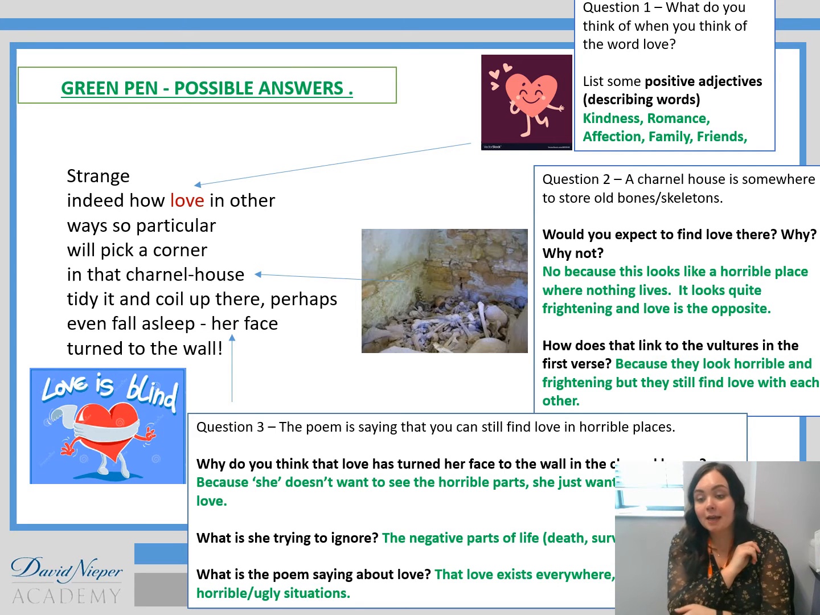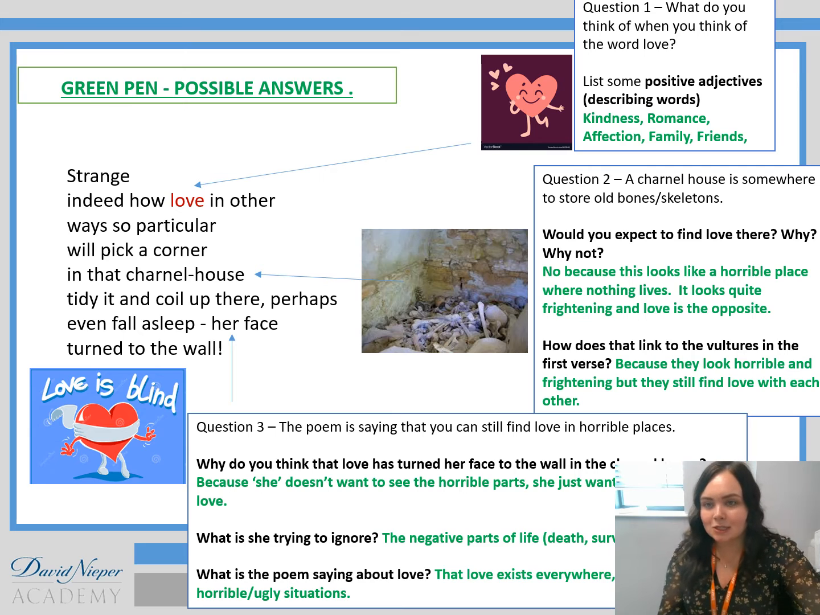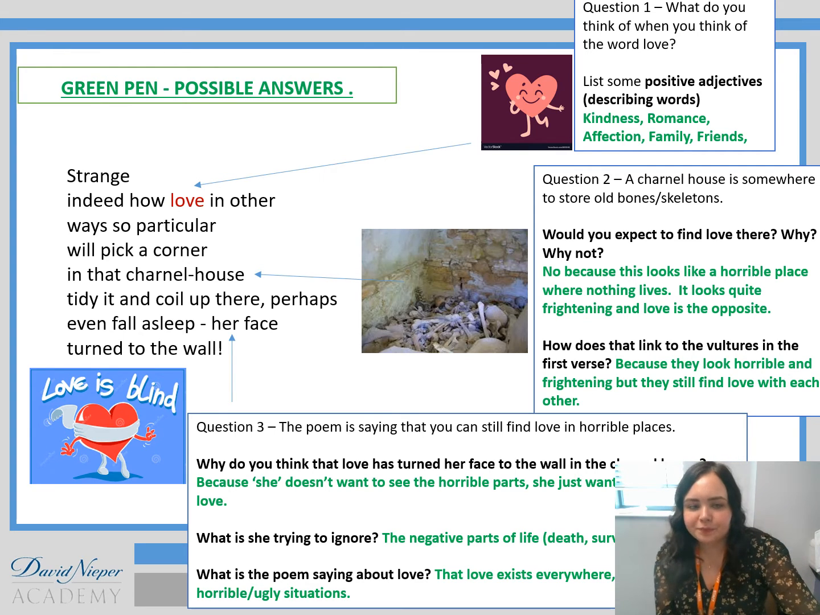So the next stanza says, strange indeed, how love in other ways so particular will pick a corner in the charnel house, tidy it and coil up there, perhaps even fall asleep, her face turned to the wall. So my first question was, what do you think when you think of the word love? And I asked you to list me some positive adjectives. So I put kindness, romance, affection, family, friends, okay? And obviously there's many more, isn't there, to do with love, but for me, that's what encompasses love, okay?